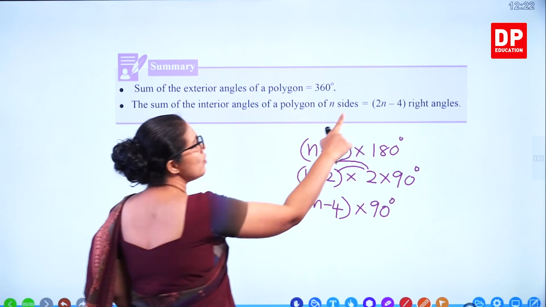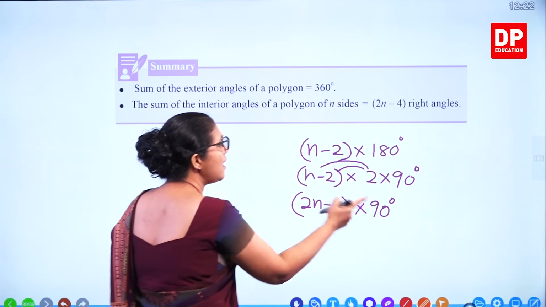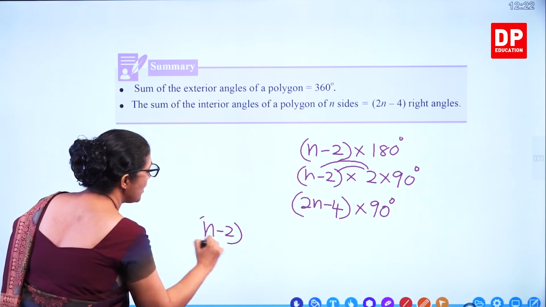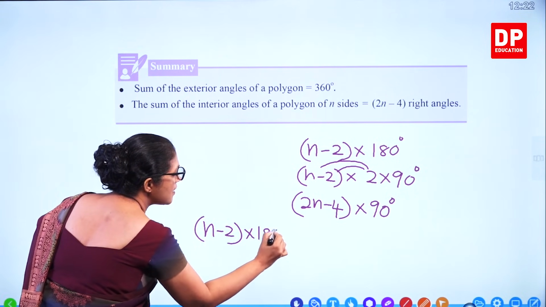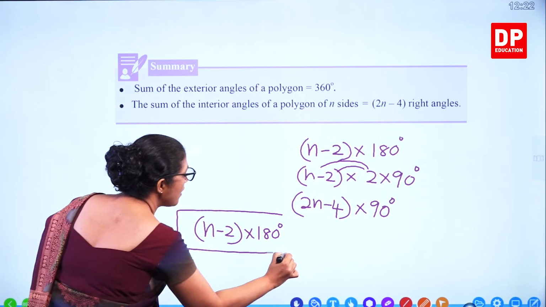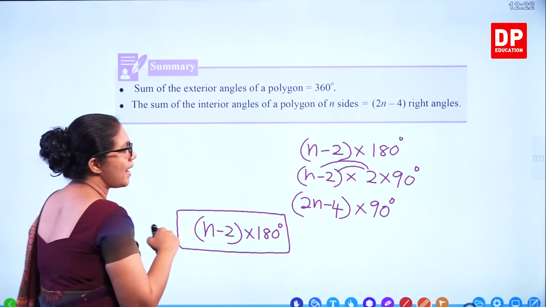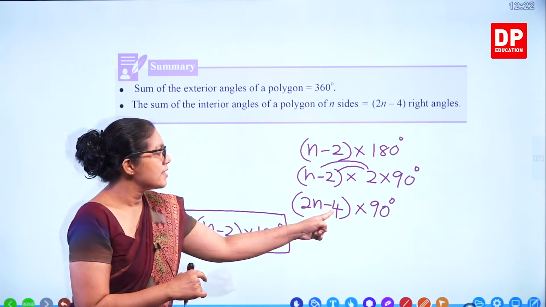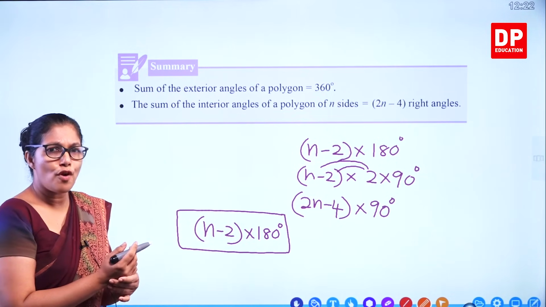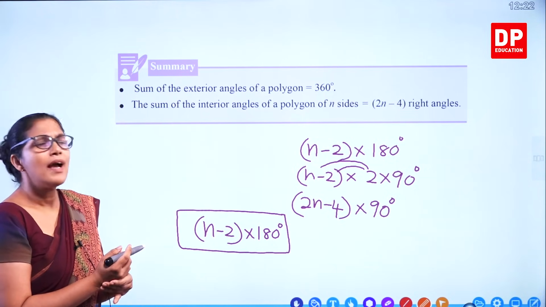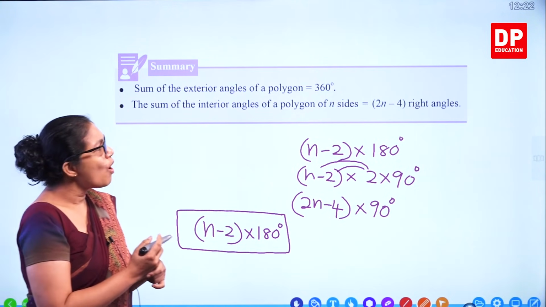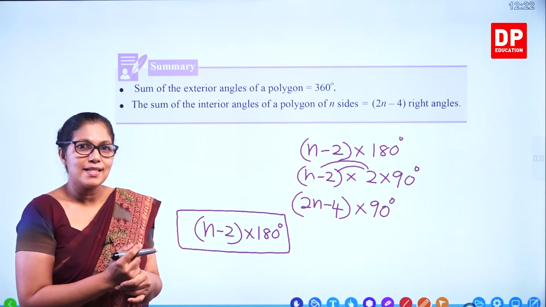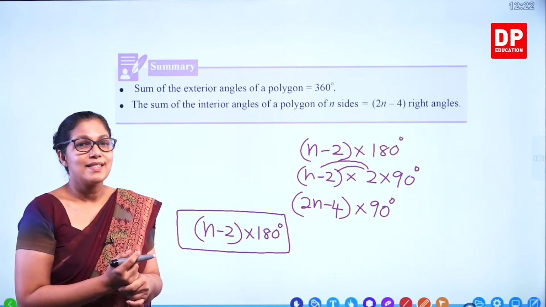So either you can use 2n minus 4 into 90, or I think when you use n minus 2 into 180, it's easy to remember and also easy to apply. You don't need to multiply by 2 and minus 4. Straight away subtract 2 from the number of sides and multiply by 180. So practice all exercises and do all examples and be thorough with angles in a polygon.